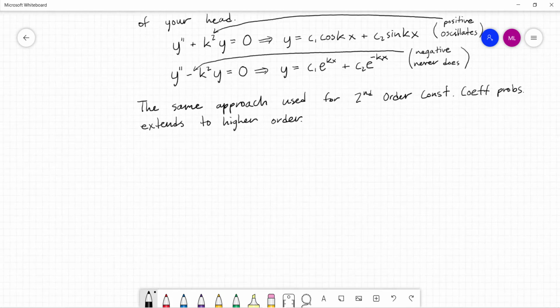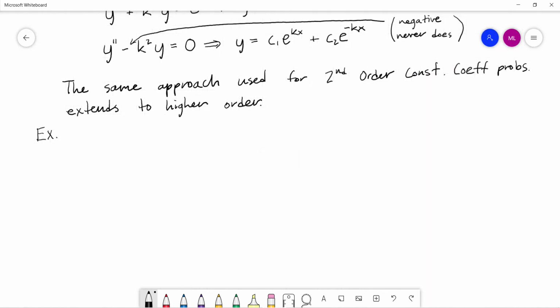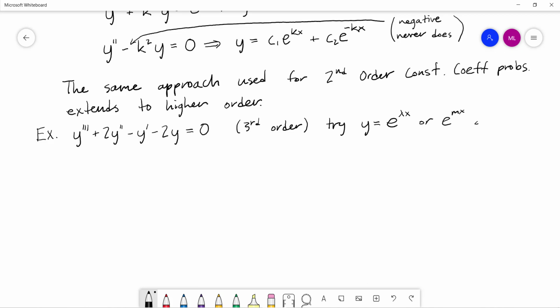So for example, let's say we had the following. Maybe I've got y triple prime plus 2y double prime minus y prime minus 2y equals 0. So this is third order. If we try y equals e to the lambda x, or e to the mx, or e to the rx, or whatever version you prefer, we'll get the characteristic equation that looks like this.